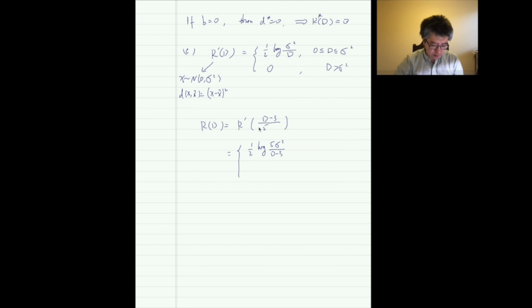Okay, and then we have this one, which is between 0 and sigma square. So then we can see that in terms of d only, it is between 3 and 5 sigma square plus 3. Okay, and if d is bigger than this, we have 0. Okay, very good. So this is this problem, which is relatively straightforward.